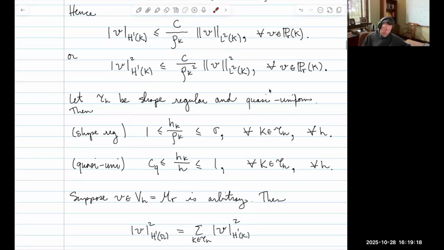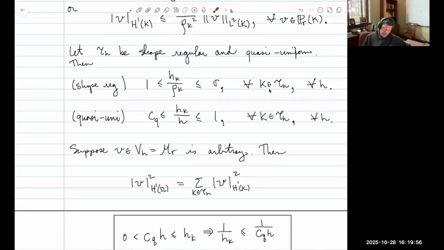But now we haven't used yet our assumption that the mesh is shape regular and quasi-uniform. Shape regular means that the ratio h_K over rho_K, remember this is the diameter of the triangle, and this is the diameter of the largest inscribed ball, is bounded. That means that the triangles don't get too needle-like. This ratio is always bounded above by some sigma for every triangle in the mesh and for every new mesh that I generate in this family.